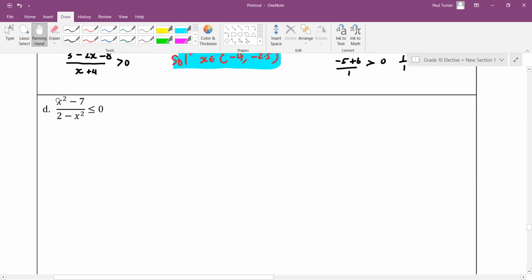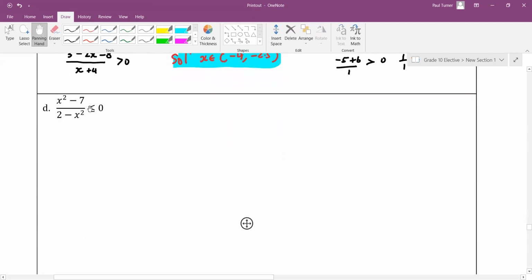Look at this one. Because it's a quadratic, you don't have to panic about it. You do it exactly the same way. So you do this with me if you've got your tablet there. So your critical point from the numerator, do that, and then critical point from the denominator. So critical points are where the numerator and denominator equals 0. So we'd have x squared minus 7 equals 0, and 2 minus x squared equals 0. So we need to solve these.